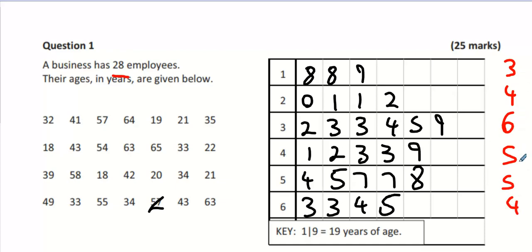Now, I'd add that up really quickly. 13, 18. Oh, wait a second. 7, 13, 18, 23, 27. Are we missing one? There you go. 234s, was it?